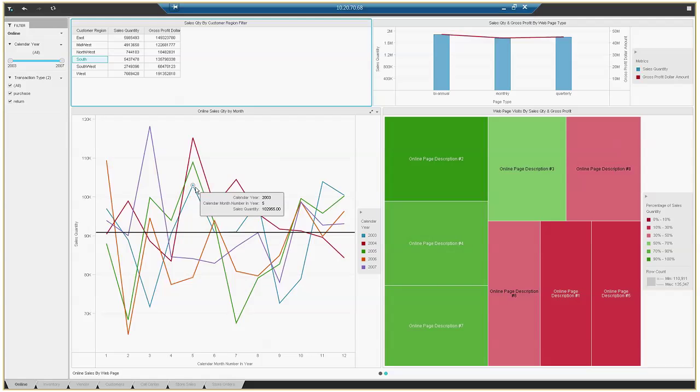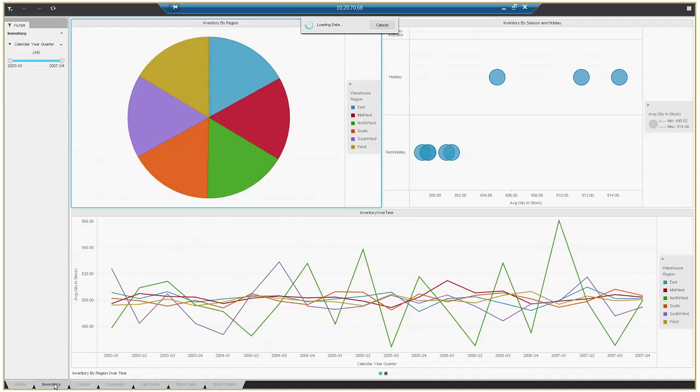So what's most noticeable about this particular case is that for the month of May, for most of the years we tend to have an uptake in our sales relative to the average, which is what the line in the center reflects. I'm going to go ahead and navigate over to another tab.